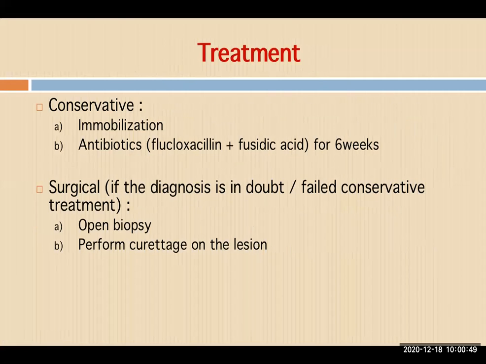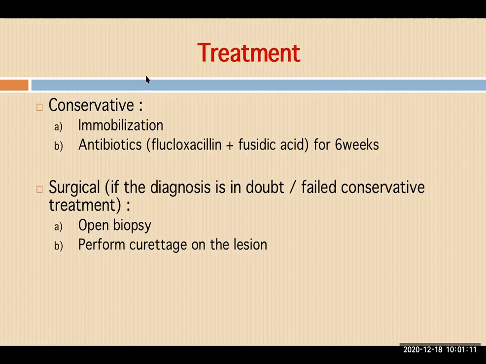Now, how do we treat? This is a case of infection, and a little bit of chronic type of infection. It is going towards chronicity. Though according to the definition it is somewhere in the middle, still we take it as chronic osteomyelitis regarding the treatment. Now, what treatment are we going to do? One type is conservative treatment, another is surgical. Conservative treatment is done by immobilization and use of antibiotics. The common antibiotics which we use are flucloxacillin and fusidic acid for 6 weeks.